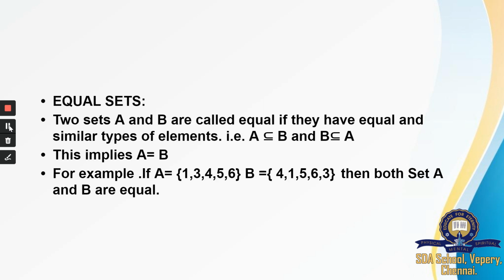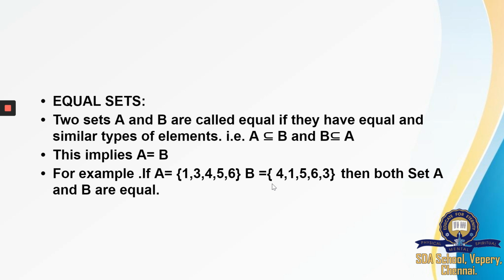Next, we're going to discuss equal sets. So what do I mean by equal sets? Let us take any two sets, A and B. When do we call these sets equal? Let us discuss with the help of an example. Let A be a set containing elements 1, 3, 4, 5, and 6, and B be a set which contains elements 4, 1, 5, 6, and 3.